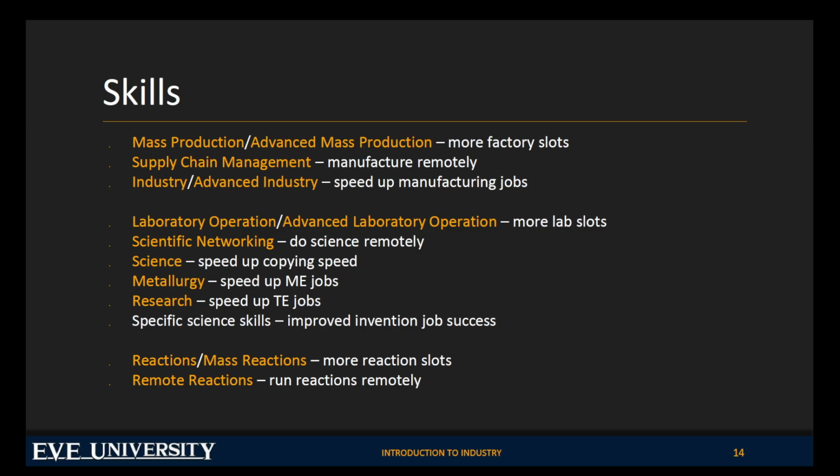And of course, we have industry and advanced industry. This increases the speed of your manufacturing jobs. If you have like an Orca alt or a Porpoise alt, you've probably already trained industry to 5. But it may be worth it if you're doing a lot of manufacturing to consider training up that advanced industry skill so that you can get that manufacturing done quickly.